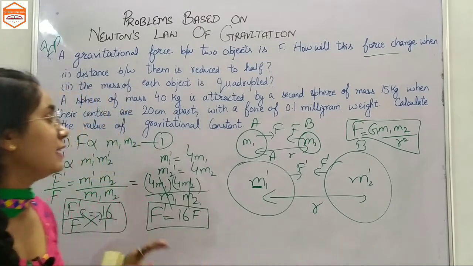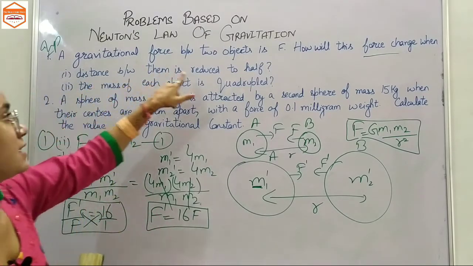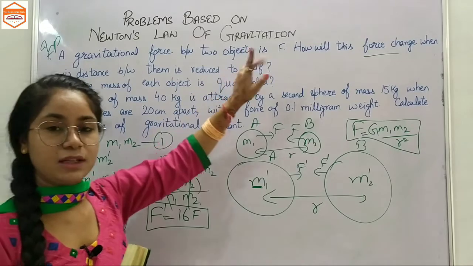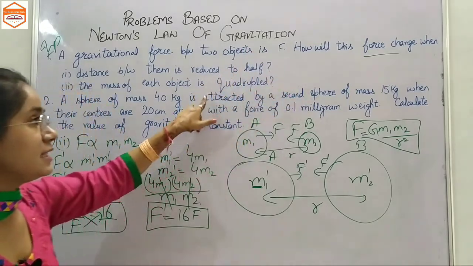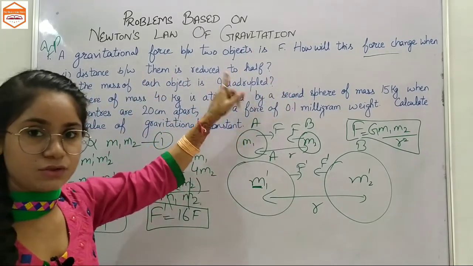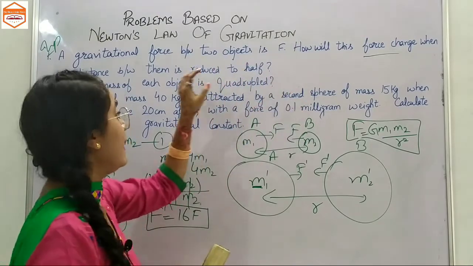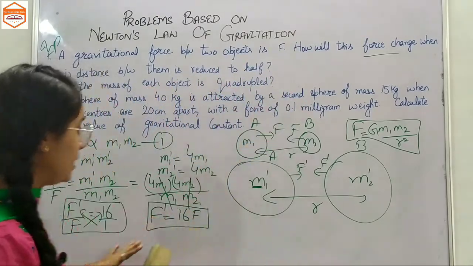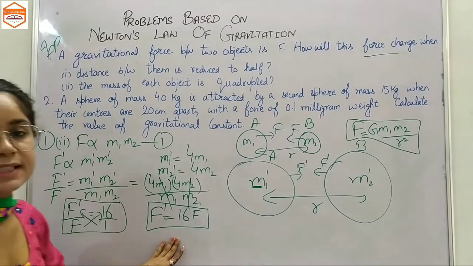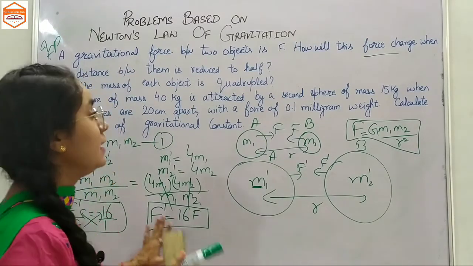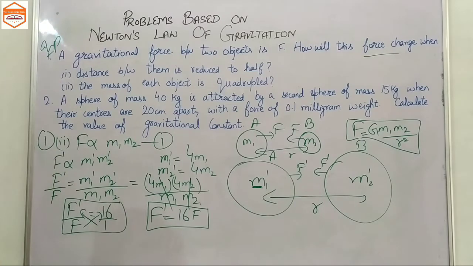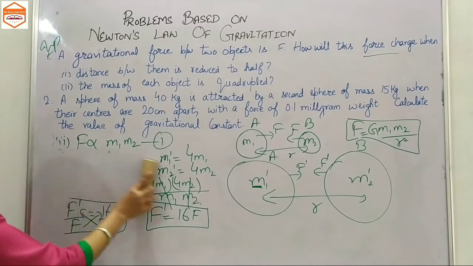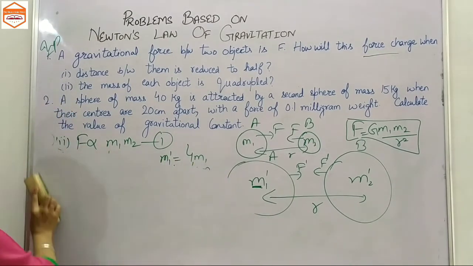Okay. In this one, if the mass has been reduced to half, the force had become 4 times. If the distance has been reduced to half, the force would become 4 times. And if the masses become 4 times, the force of attraction would be 16 times. Okay. Now let's move on to the second problem. In the second problem, I am going to erase and you are going to read the problem.